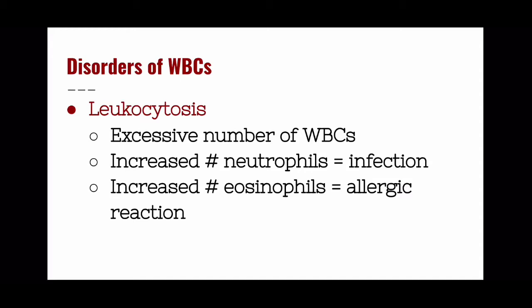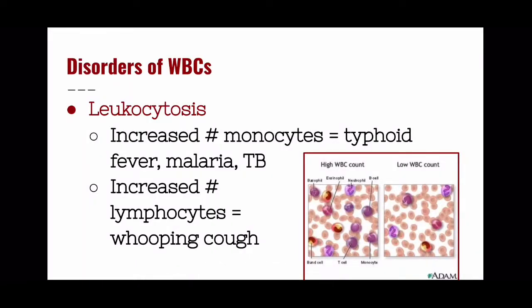If you have an increased level of eosinophils, that means that there is some sort of an allergic reaction taking place. Okay? If you have an increased level of monocytes, which are the largest of the white blood cells, that means the patient has either typhoid fever, malaria, or tuberculosis. Okay, so those three are related to an increased number of monocytes. And an increased level of lymphocytes, which are the smallest of the white blood cells, is related to whooping cough and other diseases. Okay, so again, this is showing you how an increase in a certain type of white blood cell can help the doctor narrow it down to what you might have.